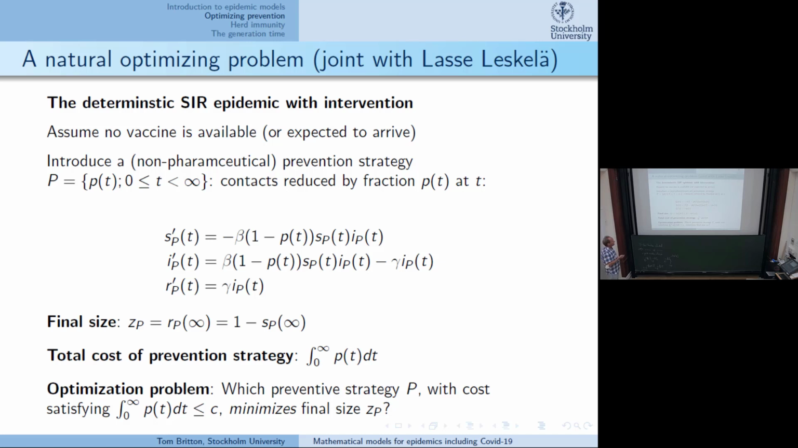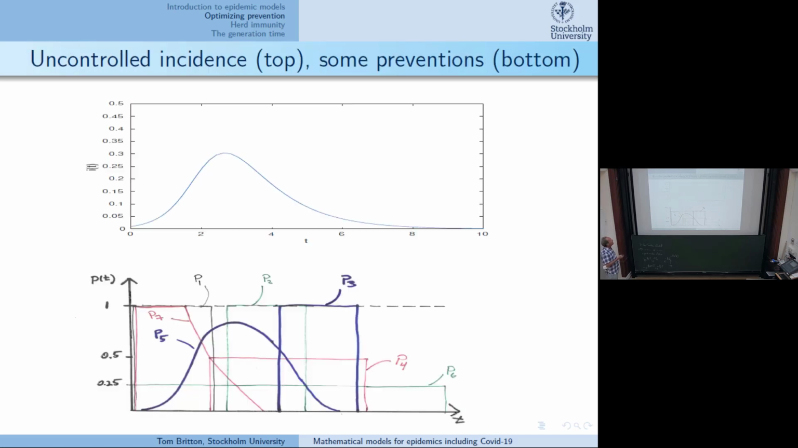Okay? So which strategy minimizes the final fraction getting infected among those strategies that have an overall cost not exceeding some constant C? So here is the original model, the deterministic SIR model without any control. So this is the solution to the original set of differential equations. And here I've plotted 7 different suggested preventions, all having the same total cost.